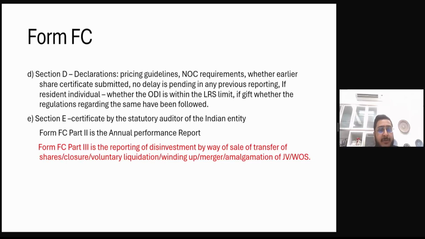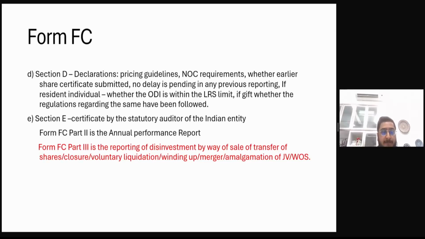Now, if a resident individual is making an ODI, we also talk about it in detail, but in short, he can only make an ODI up to the limit of the Liberalized Remittance Scheme, that is USD $250,000 per year. So a resident individual cannot make ODI more than that LRS limit per year. That you have to ensure. There was a section C. Section C is the certificate by the statutory auditor of the Indian entity, which I am constantly talking about, which is a very important part in ODI, and that is the important part where we play a role while doing an ODI.